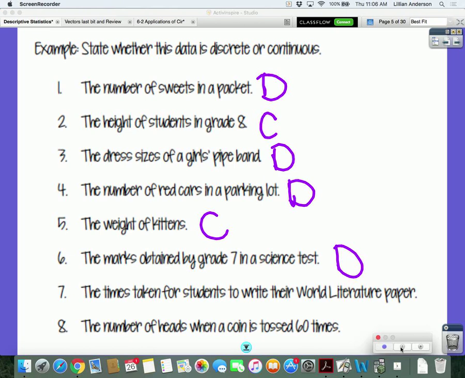The times taken for students to write their world literature paper. Continuous. This one is continuous. We're dealing with time here.